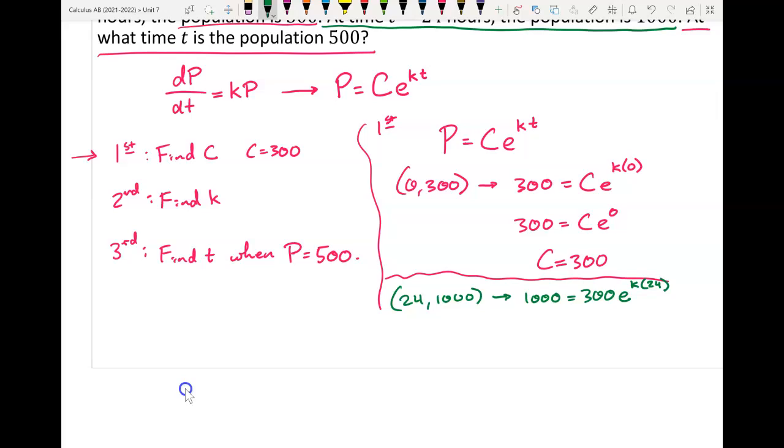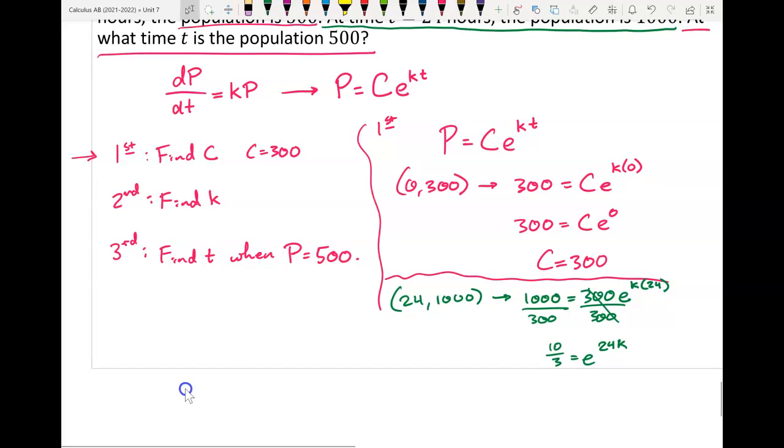First thing. What was that, Natalia? Divide by 300. I need to do that before I can do my natural log. I need to divide by 300. So I have 10/3, or 3.33, equals e to the 24k.